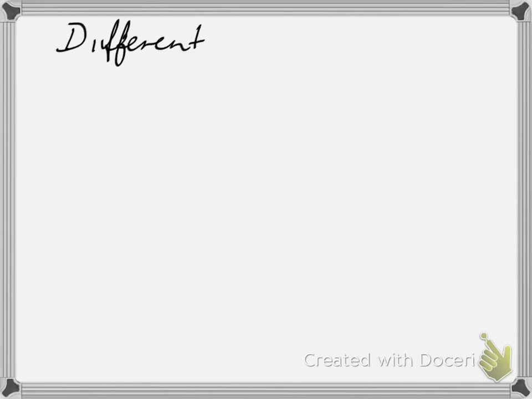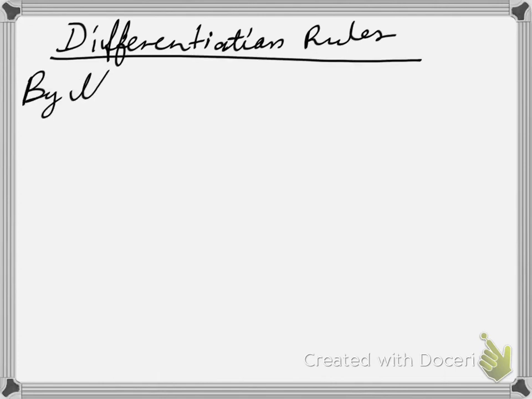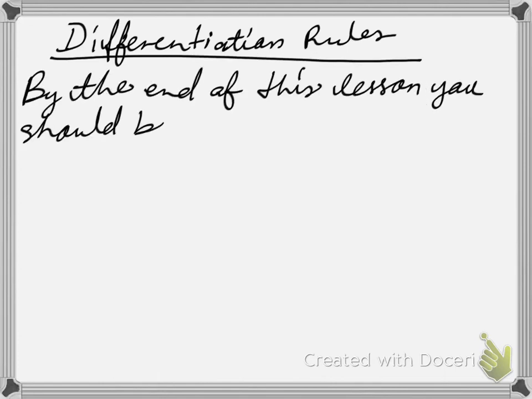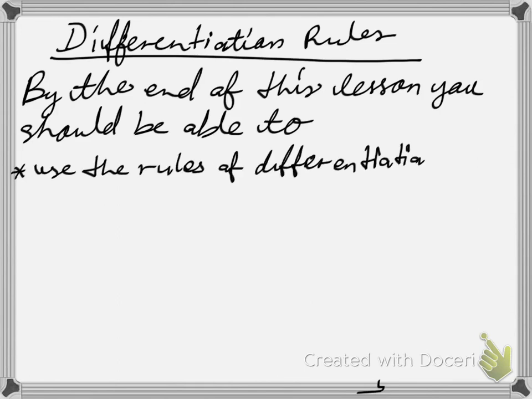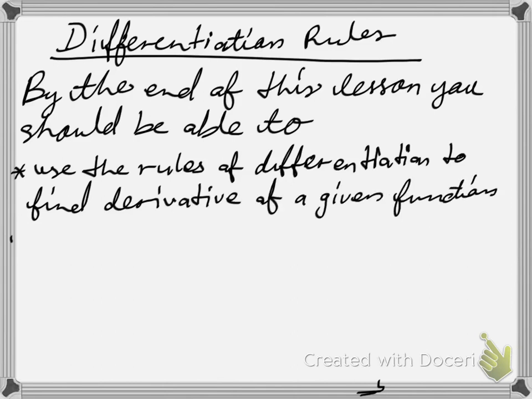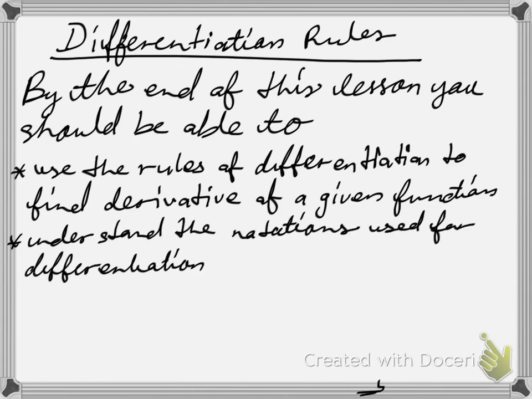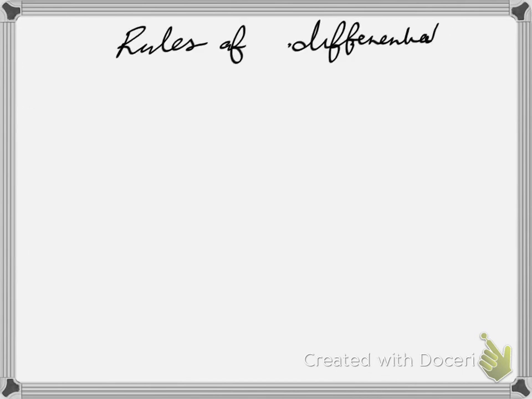So looking at differentiation rules, by the end of this lesson, you should be able to use the rules of differentiation to find the derivative of a function. Two, you should be able to understand the notations used for differentiation. Let's get on with it. Also, after watching this lesson, you must also watch the next lesson, which explains where we use this differentiation. So, rules of differentiation.